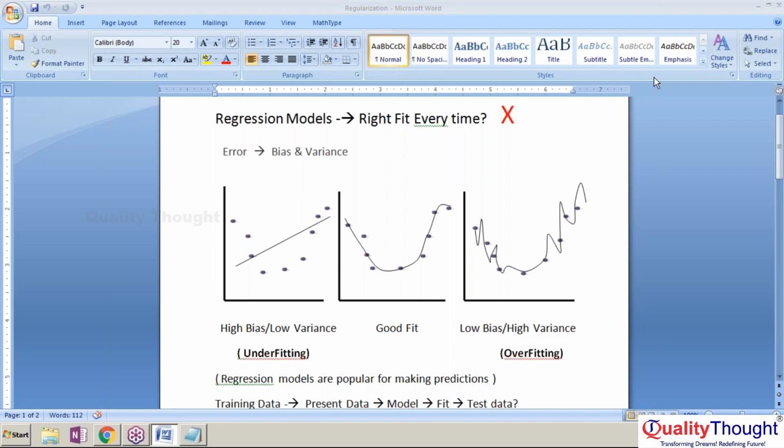Suresh, coming to your question, how can we know the alpha is 0 and 1? The alpha value is not something unknown. By default, alpha value is 0 for ridge regression, and alpha value is 1 for lasso regression.